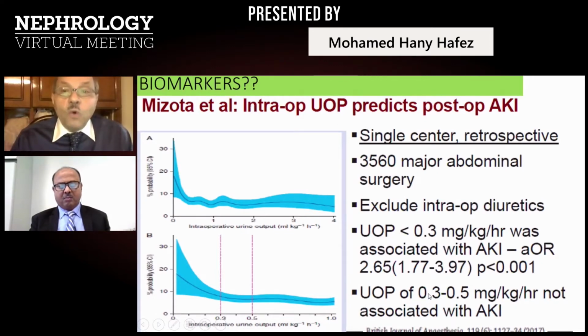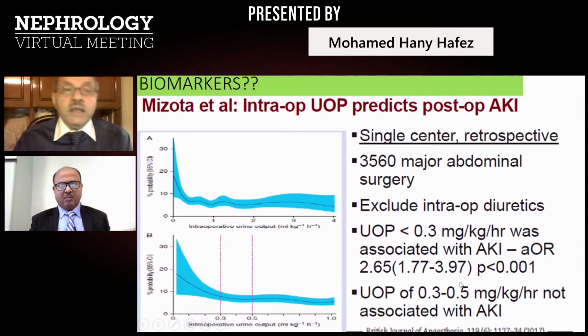And if it is less than 0.3, this will be risky. If it is more than 0.3 or more than 0.5, it is not associated or less associated with acute kidney injury. Again, we have another value for this 0.3 in more developed countries, but I will give you the hint.